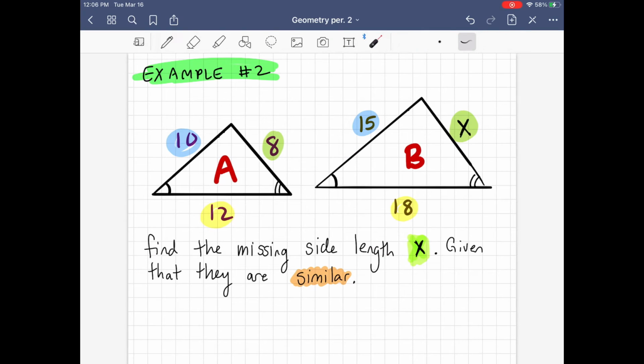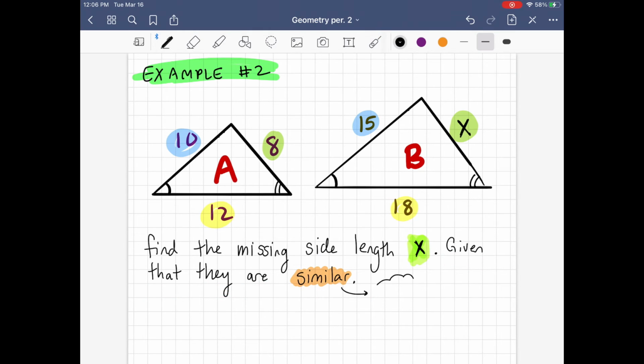So in this example, it looks a little different than the one before, because if you notice here, we do have the triangle A and B. They are different numbers, but we're missing a side length, X. So we need to figure out what X is, and we're given that they are similar.